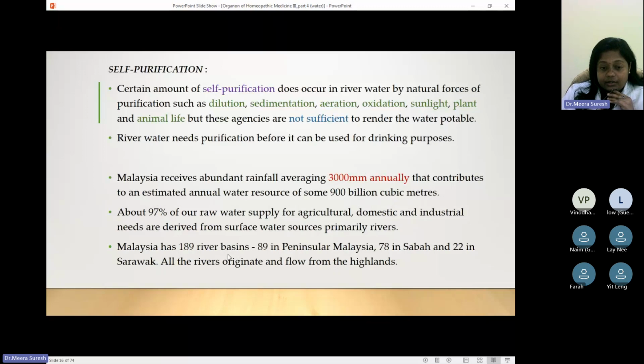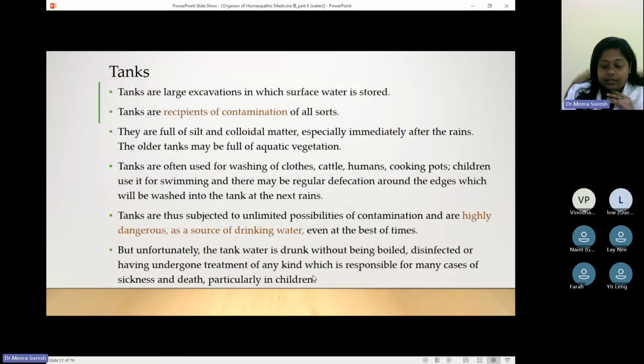Malaysia has 189 river basins, 89 in Peninsular Malaysia, 78 in Sabah, and 22 in Sarawak. All the rivers originate and flow from the highlands.